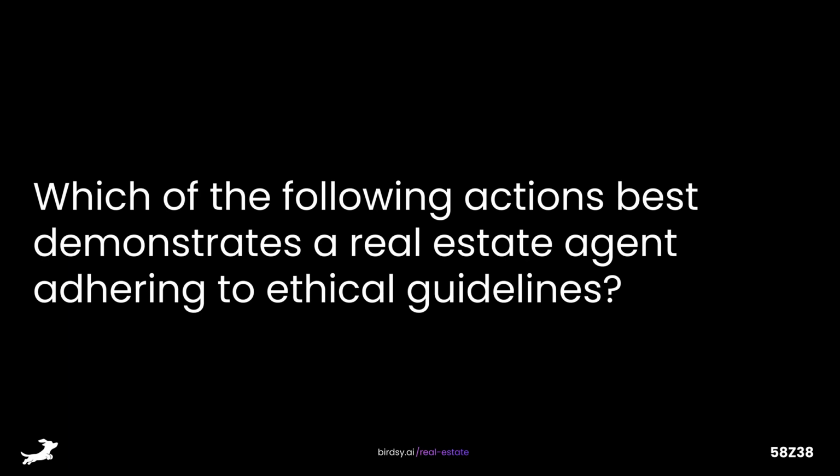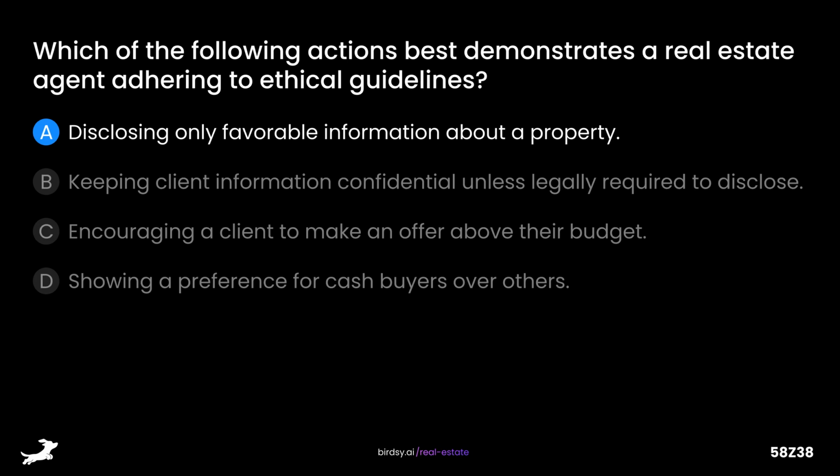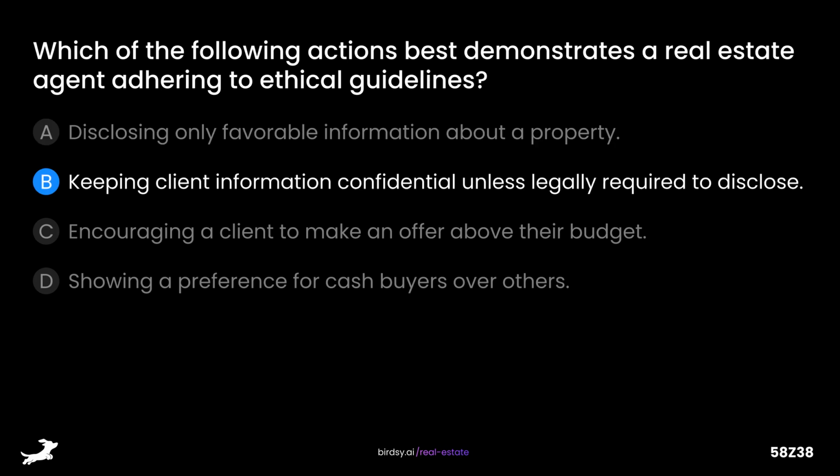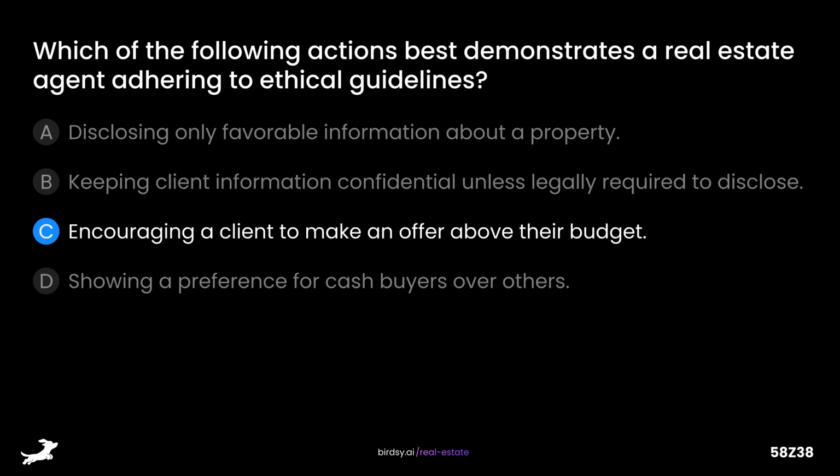Which of the following actions best demonstrates a real estate agent adhering to ethical guidelines? Is it A, disclosing only favorable information about a property? B, keeping client information confidential unless legally required to disclose? C, encouraging a client to make an offer above their budget? Or D, showing a preference for cash buyers over others?